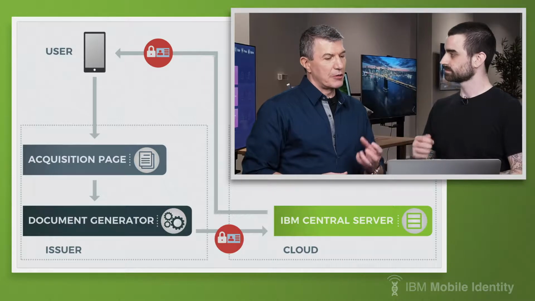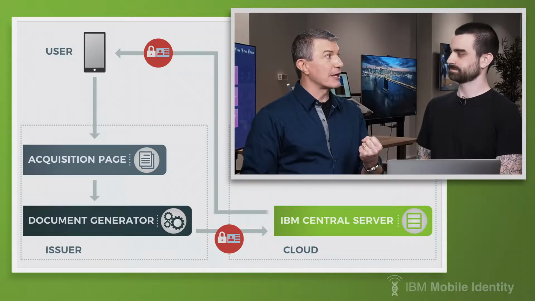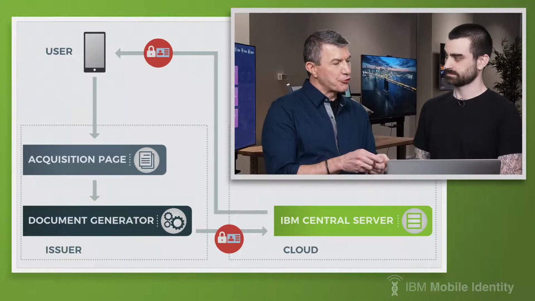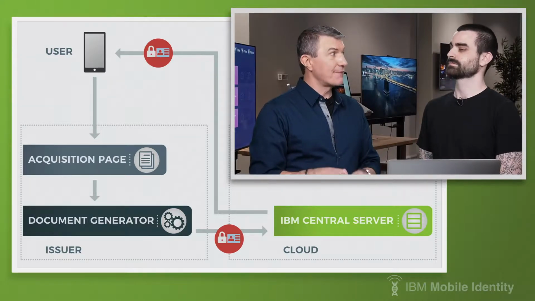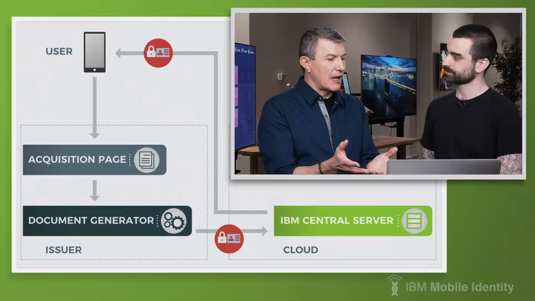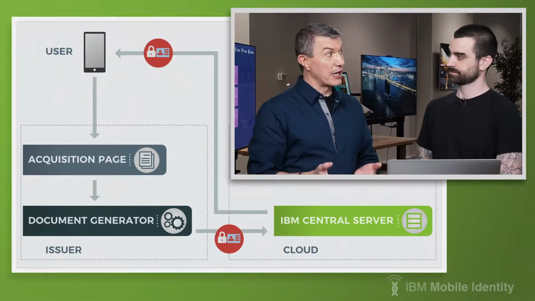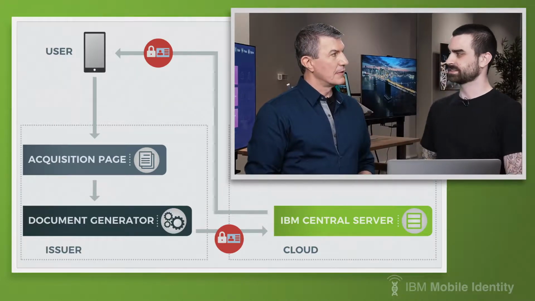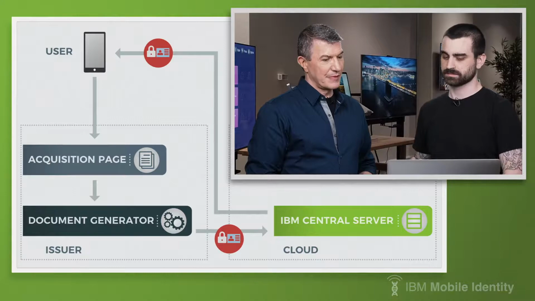Okay, so I went to the DMV's existing database, like we showed before. I mapped it to a digital ID, encrypted it for this specific device. Yep. And then it put it out into the central server. That's on IBM's cloud or someone else's cloud. Is that right? Yeah, but the issuer doesn't have to worry about that. They just know where to call for all this, and they're good.